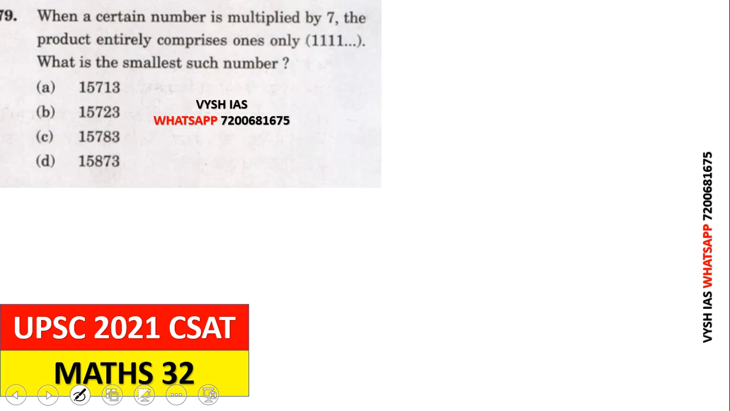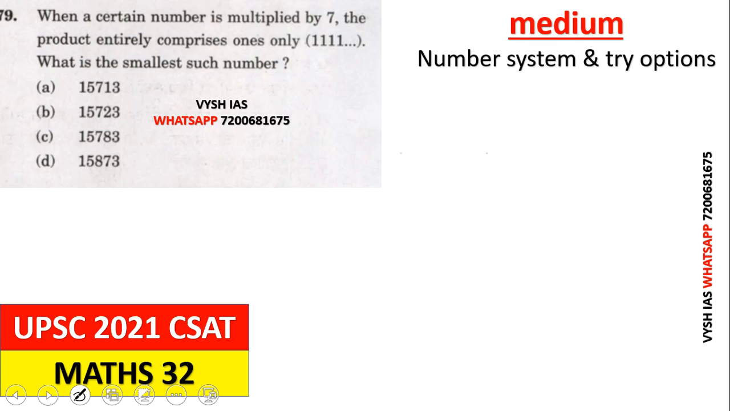Now this one again, multiplication. There is some number. Okay, X into 7, they are telling the number is 1, 1, 1, 1, 1, non-stop 1s will come. So what is the smallest such number? For this also, there is no formula. You have to put options and see. Okay, so this, if you see number system and try options, that is some number into 7 is equal to 1, 1, 1, 1, 1.